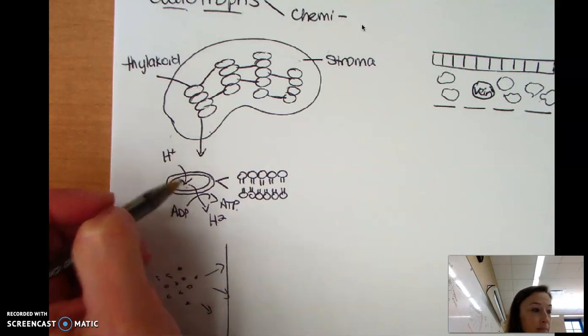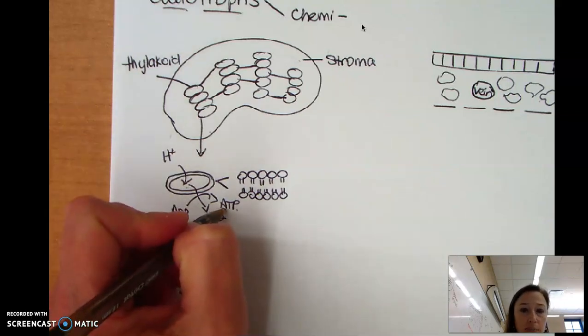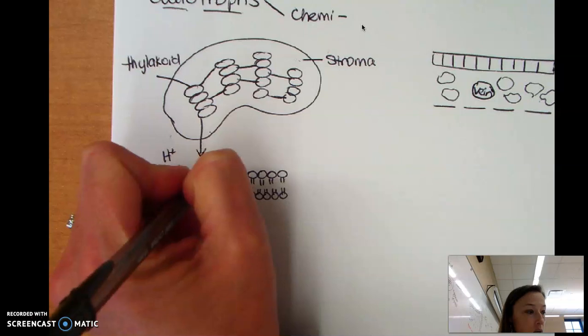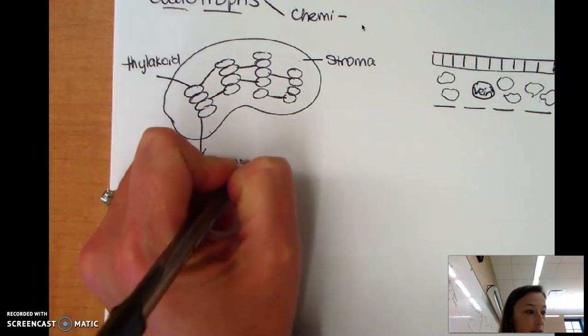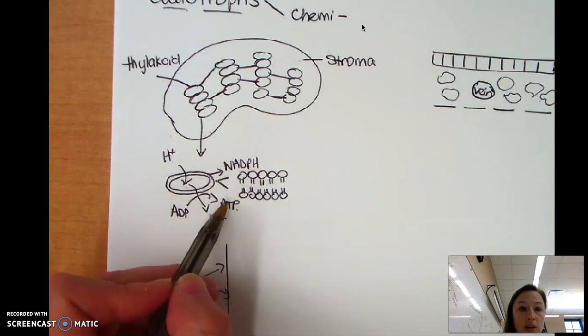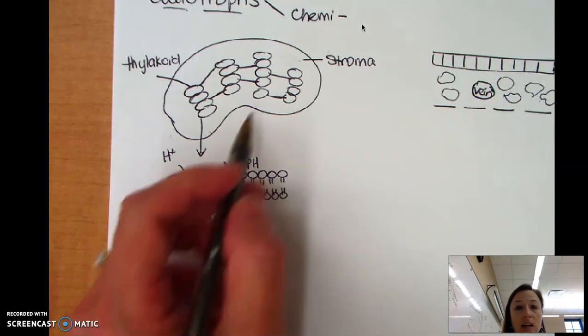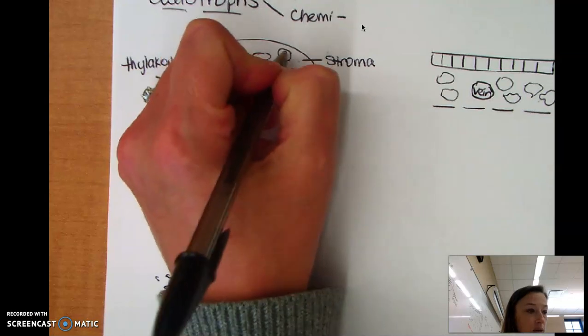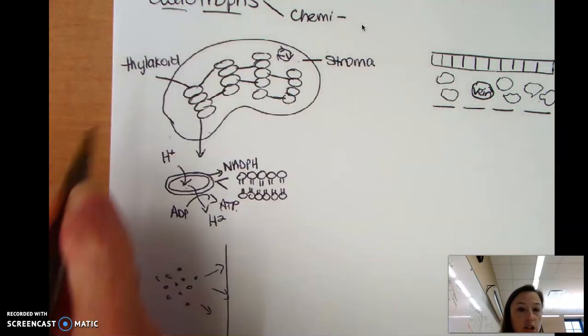Another really cool thing is that the ATP, if you'll notice, is produced on the outside of the thylakoid. We're also going to produce some NADPH, again, on the outside of the thylakoid, out in the stroma. Those are the two things that we need for the Calvin cycle, or the light-independent reactions.